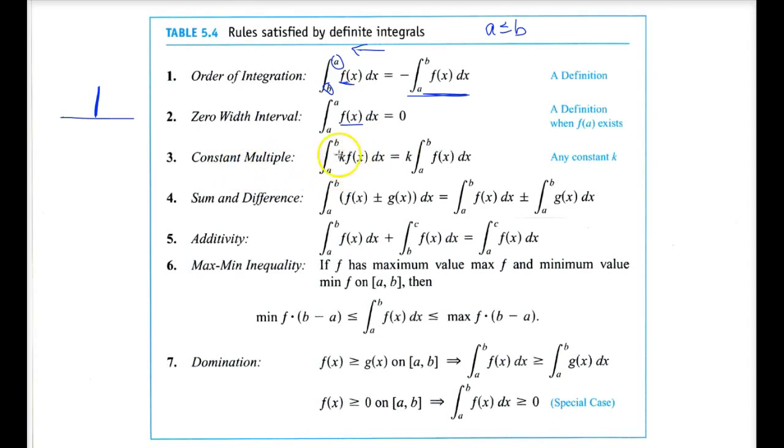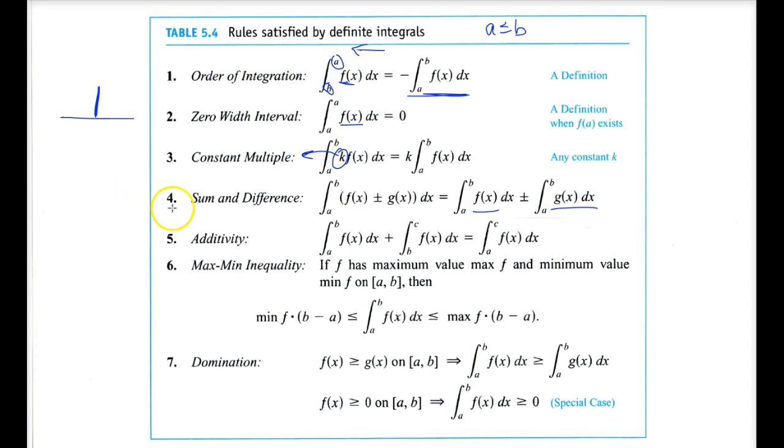The constant multiple rule basically says, just like with derivatives, if you're taking the integral of a multiple of some function, you can pull the constant out and take the integral of the base function. The sum and difference properties, just like with derivatives, say that if we're going to take the integral of the sum or difference of two functions, that's just like taking the integral of each and then adding or subtracting those answers together.